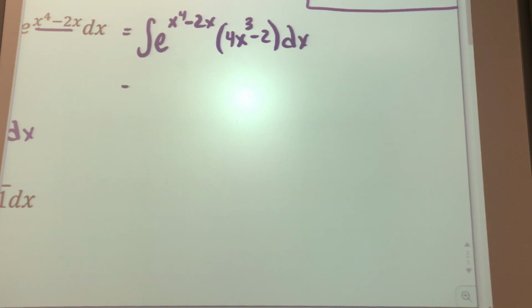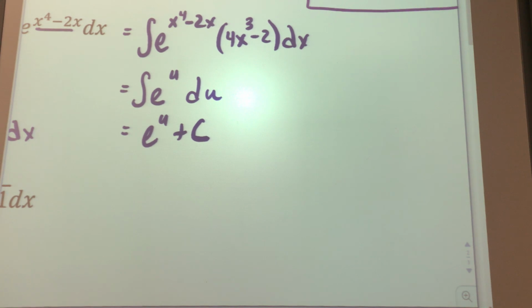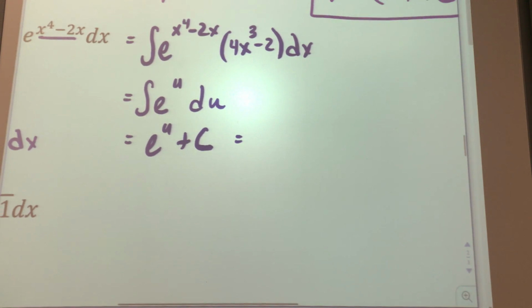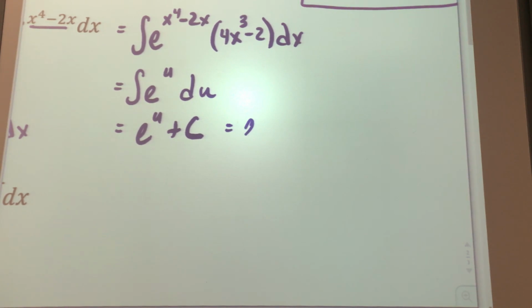All right, so we're ready to write this in terms of u. So x to the 4th minus 2x is u, and 4x cubed minus 2 times dx is du. And then whenever we find the antiderivative of e to the u du, it's going to be e to the u plus c. And our last step is to take what u is and plug it in for u. So e to the x to the 4th minus 2x plus c.